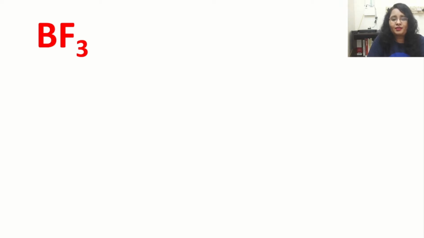So friends, when we are starting to write the BF3 structure, first of all, we need to understand the valence electrons. So boron has an atomic number of 5, so its electronic configuration is 1s2, 2s2 and 2p1. The outermost shell electrons are called valence electrons, and in boron's case it is 3 valence electrons.